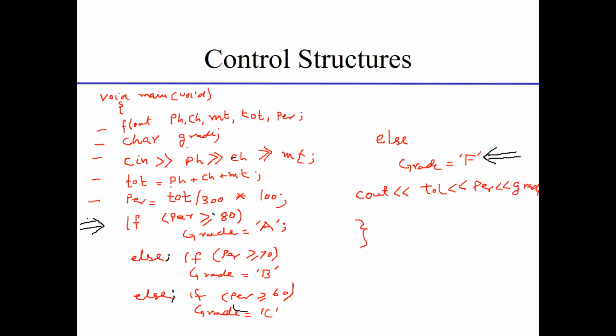Then total is calculated: physics plus chemistry plus maths is equal to the total. Percentage is calculated from the total marks. It means percentage depends on this total. Total is computed first, percentage next. If someone puts the percentage formula first and the total formula later on, that will be a logical error, because percentage can be calculated from total, but total cannot be calculated from percentage.